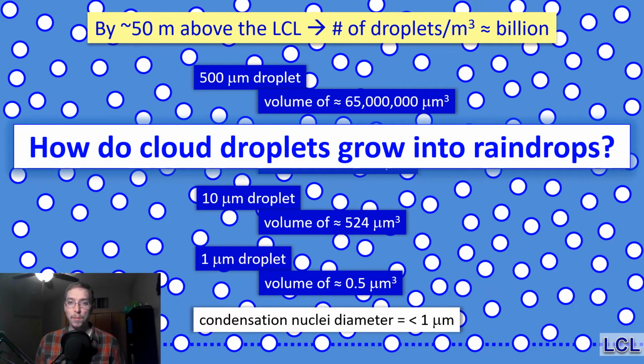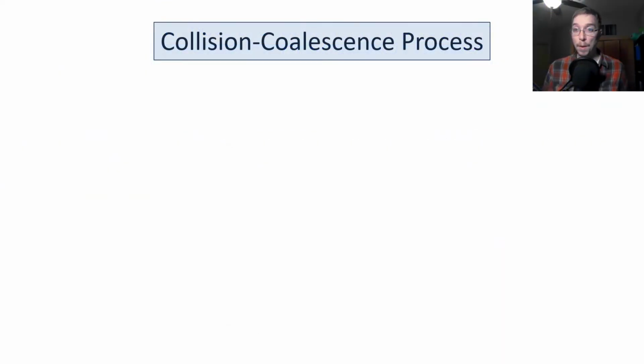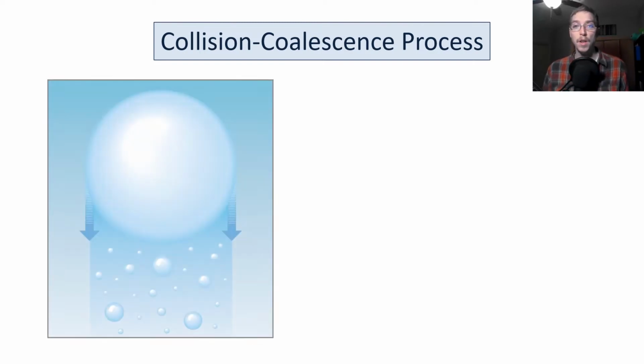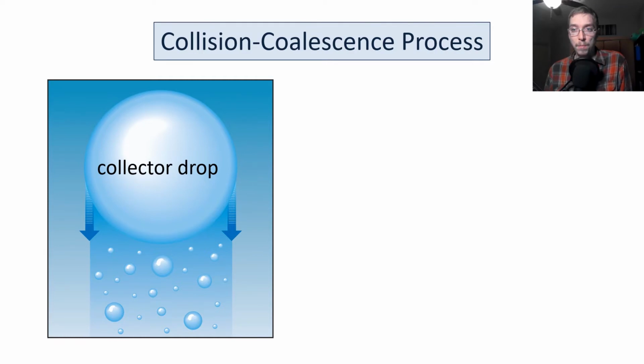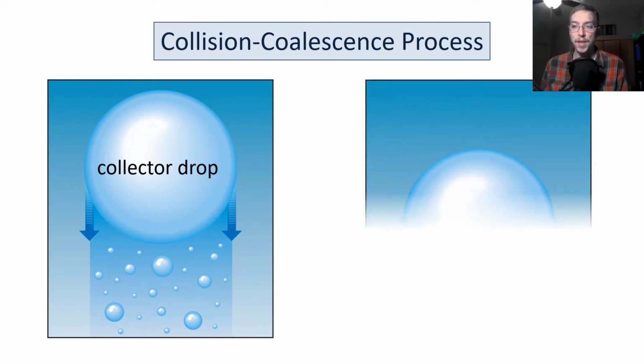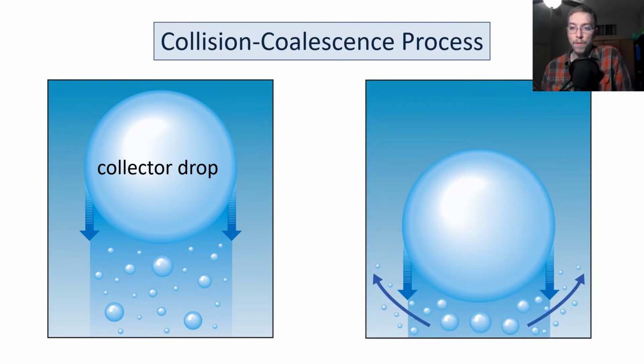So how do cloud droplets grow into raindrops? Primarily through these collision and coalescence processes. So what you have is a collector drop colliding with smaller drops. Due to compressed air beneath the falling drop, there's an inverse relationship between the collector drop size and the collision efficiency. Collision typically occurs between a collector drop and a fairly large cloud drop. Smaller drops are pushed aside. Collision is more effective for the droplets that are not very much smaller than the collector drop.